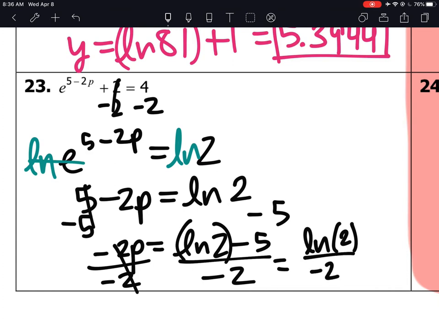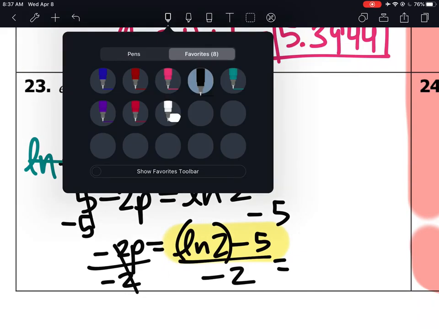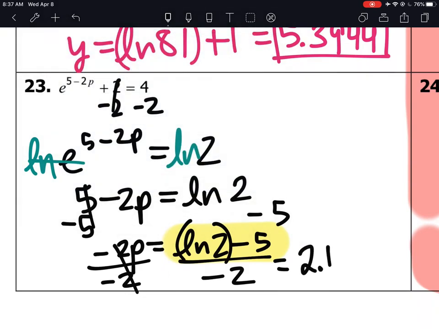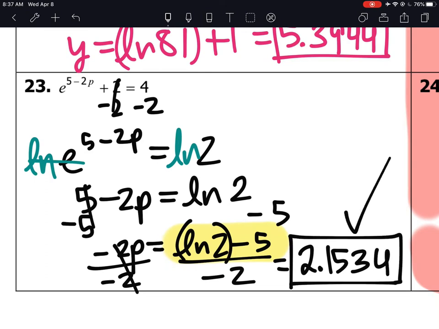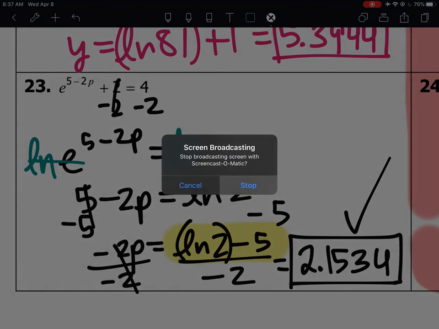In case you're confused, that means ln of 2 divided by negative 2, and also negative 5 divided by negative 2. But if that's confusing, this is what I do. I usually do just the numerator and then divide by the denominator. And if you do that, you should get 2.1534.